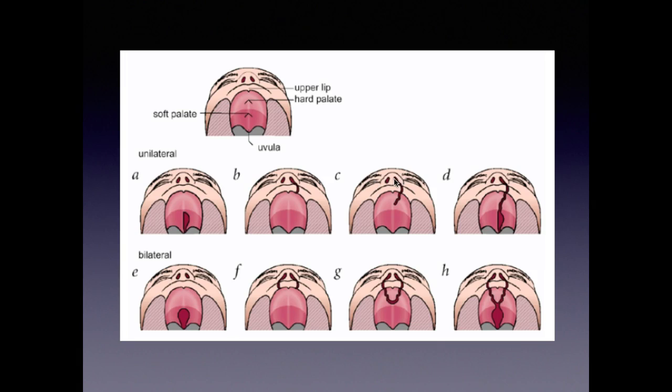On C, we have a unilateral cleft lip and palate. So you can see the beginning of that Y-shaped fusion. On the one below it, we have a bilateral cleft lip and palate, and it's a partial palate, so it doesn't go all the way. On the D, we have a unilateral cleft lip and full palate. And on H, we have a bilateral cleft lip and full palate right through to the uvula. So you can see there are lots of variations of this.